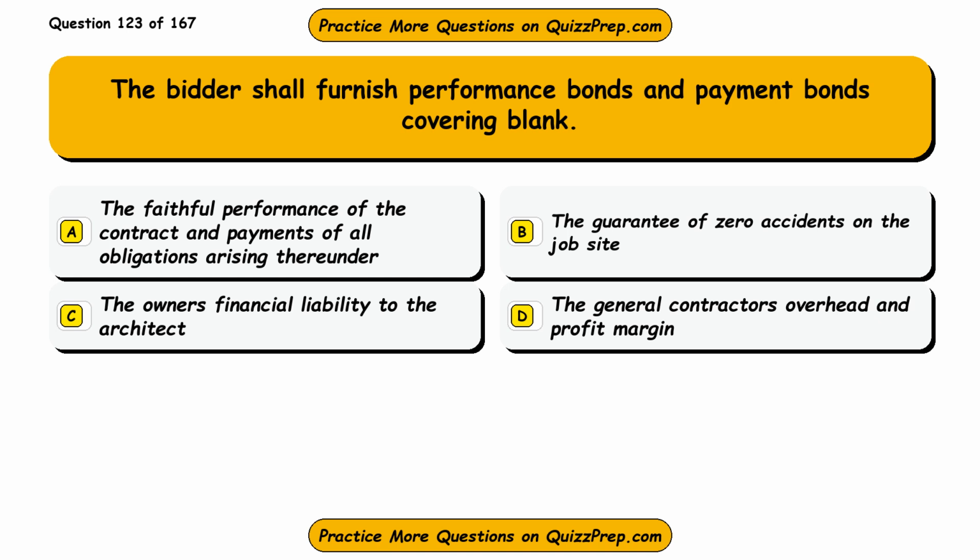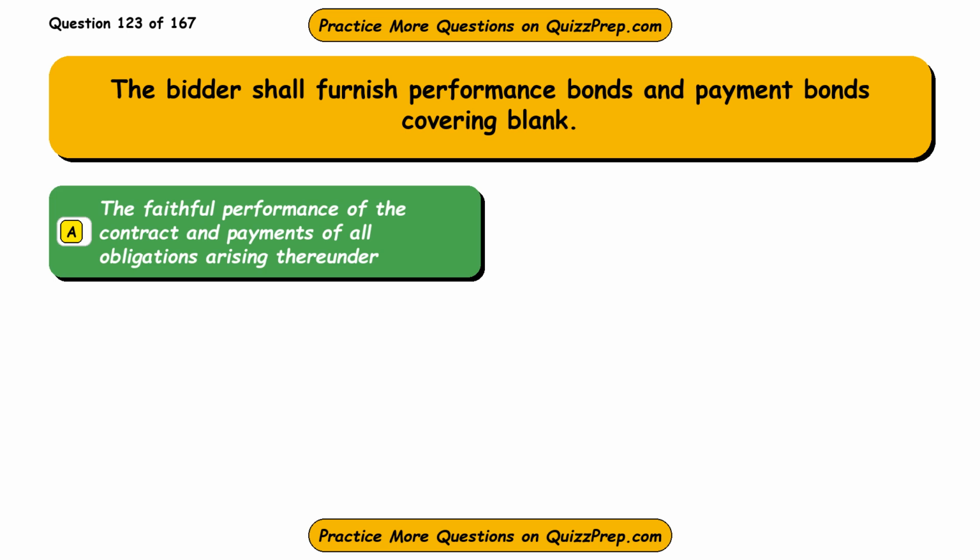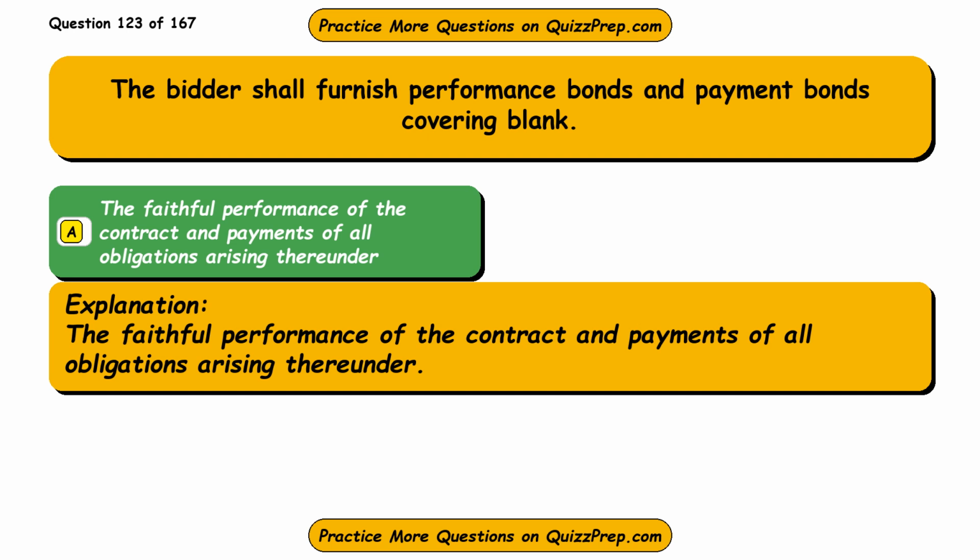Question 123. The bidder shall furnish performance bonds and payment bonds covering blank. Option A, the faithful performance of the contract and payments of all obligations arising thereunder. Option B, the guarantee of zero accidents on the job site. Option C, the owner's financial liability to the architect. Option D, the general contractor's overhead and profit margin. The correct answer is option A, the faithful performance of the contract and payments of all obligations arising thereunder.